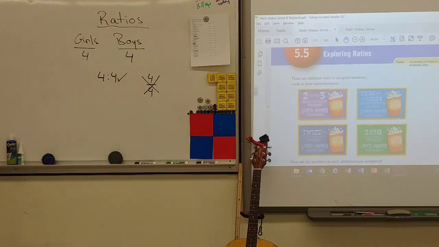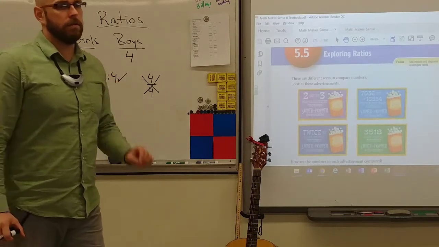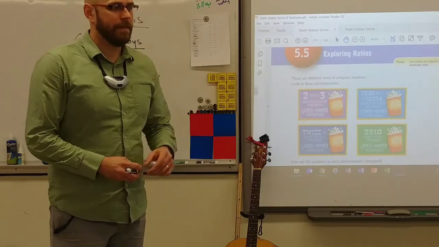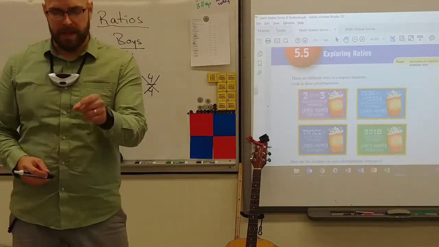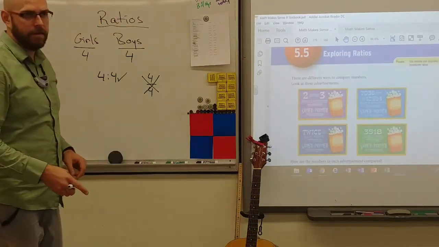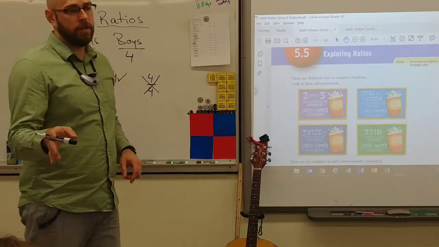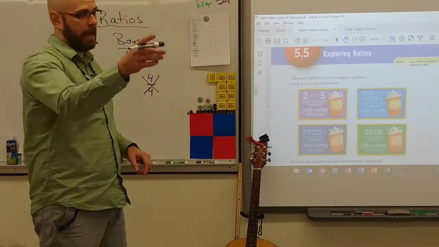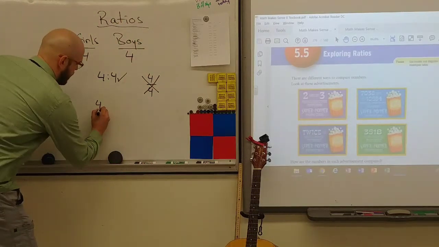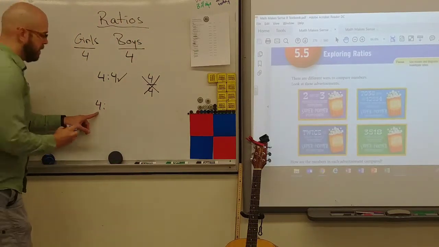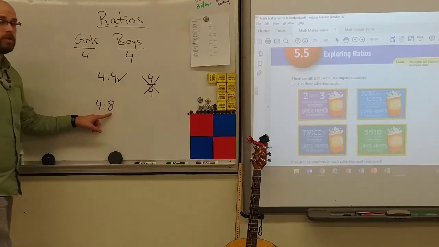Now I want to try something different. I want you to write a ratio of grade 7 girls to grade 7 students. Now careful, remember a ratio is not a fraction though. A ratio is not a fraction. Okay, so this is grade 7 girls to grade 7 students total.